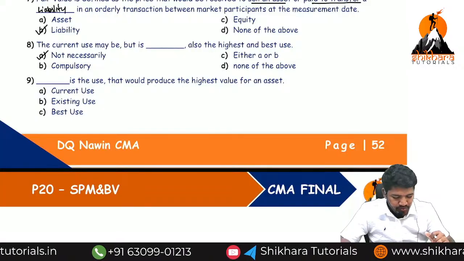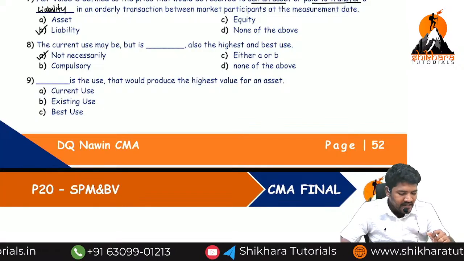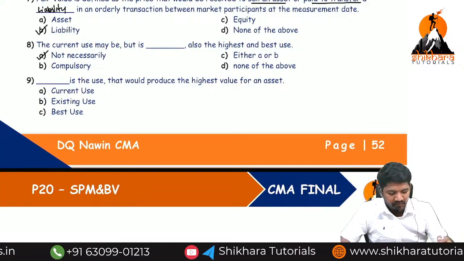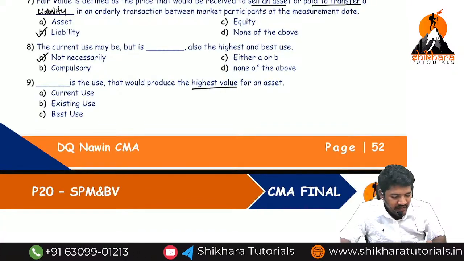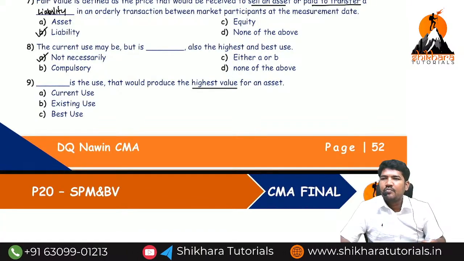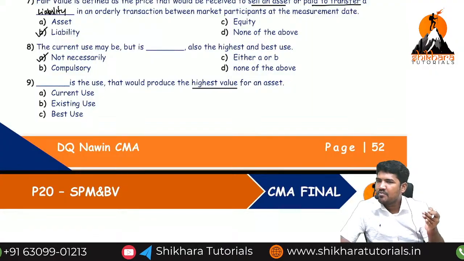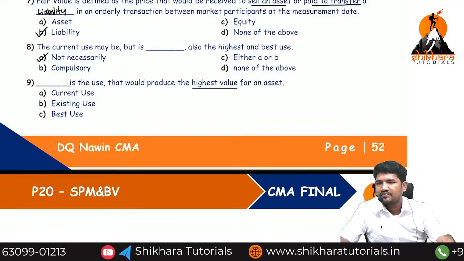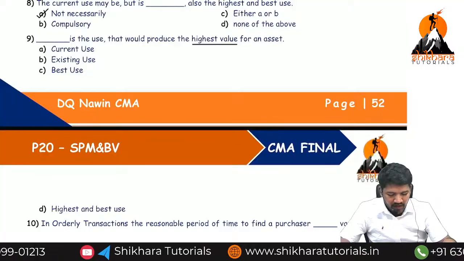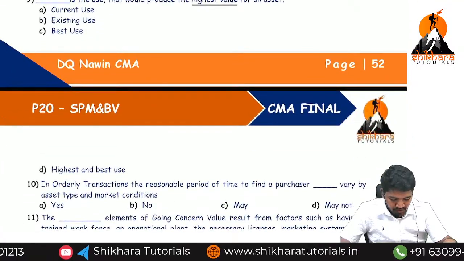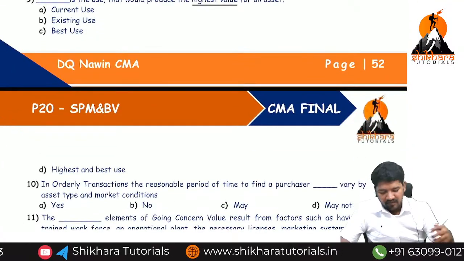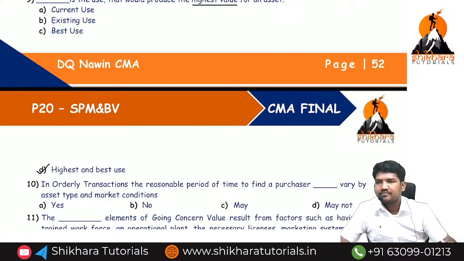Dash is the use that would produce the highest value for an asset. Highlight the words highest value of an asset. The word highest value means not about the 12 months, it's about more than 12 months. Current use, existing use, best use, highest and best use. Option D is the answer.